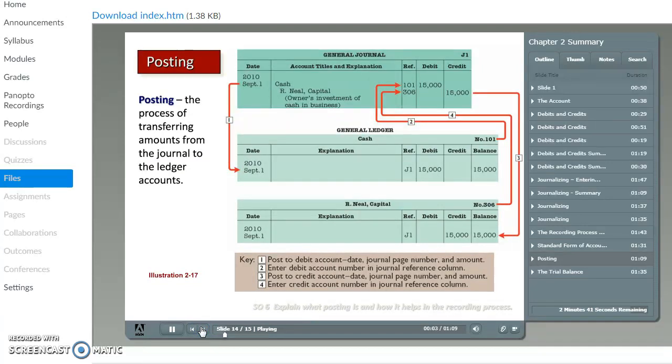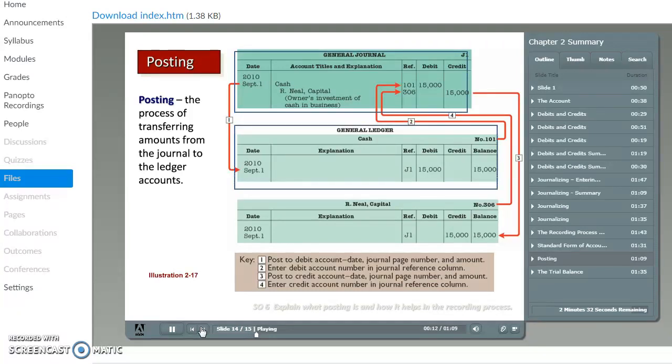Posting is the process of transferring amounts from the journal entry in the general journal to the accounts in the general ledger. Here, the journal entry reflecting an owner investment of $15,000 on September 1st is posted. The $15,000 debited to cash is posted to the cash account number 101 in the general ledger. The 101 entered into the reference column of the general journal signifies the amount has been transferred or posted to the cash account in the general ledger.